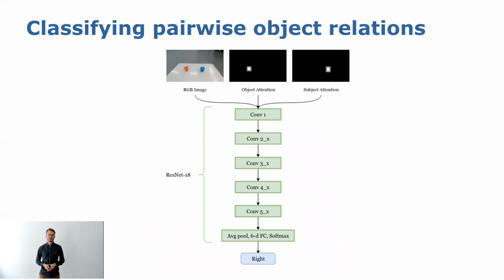Let's start with the case of detecting relations in an image. If we have an image representing the context and two bounding boxes for the objects, we can train a classification network to predict their relation. In this case, we have a ResNet 18 that predicts that the blue cup lies right of the orange cup. To improve performance, we replace the bounding boxes with attention masks characterized as Gaussian distance transforms.